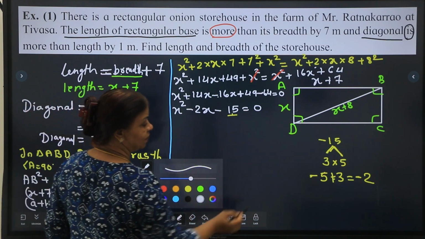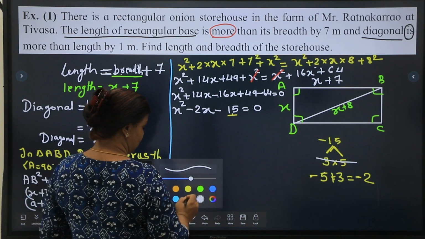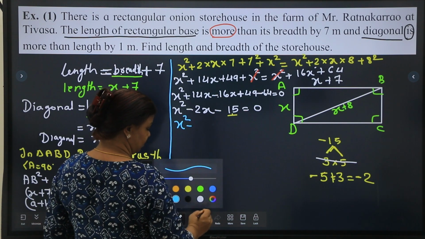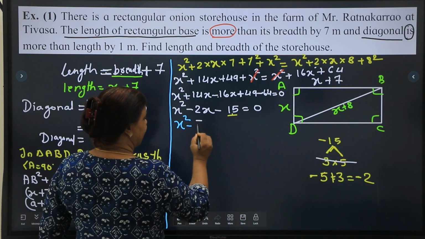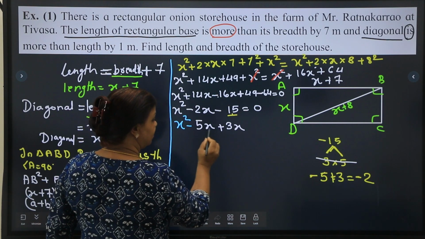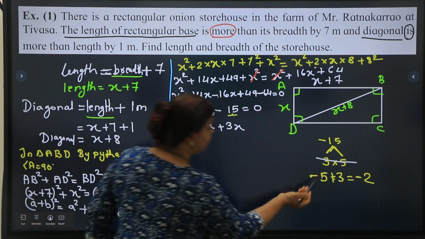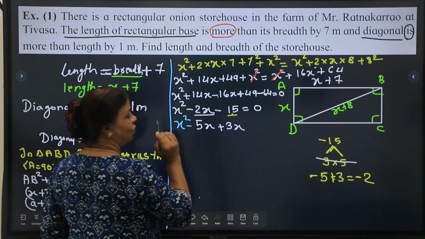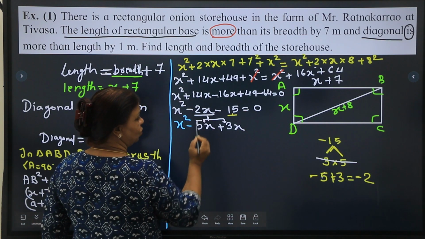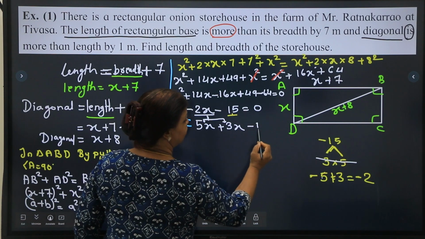So, what will be my number? This won't be my number. My number would be x square minus 5x plus 3x. Minus 5x plus 3x will be minus 2x. These numbers we are writing in x form. Clear? To get minus 2x, minus 5x plus 3x is minus 2x and minus 15 will be written as it is.